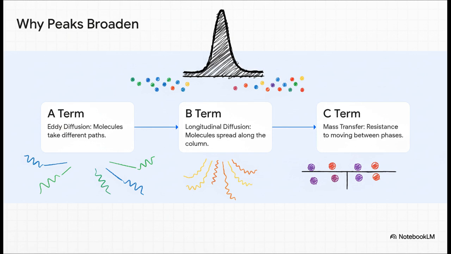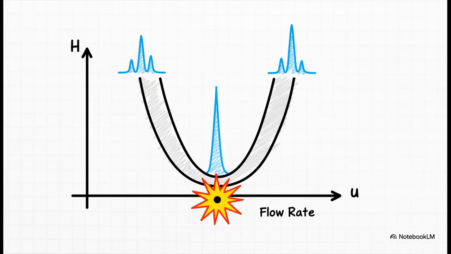And finally, the C term, mass transfer. This is all about the time it takes for molecules to move into and out of the stationary phase. Some get a little stuck. And all three of these things are happening at once, working together to make our nice, tight peaks, well, wider and messier. And here's where it all comes together visually.